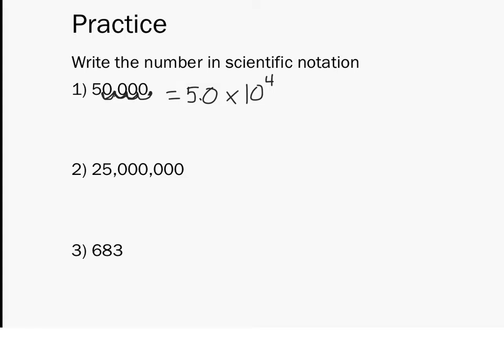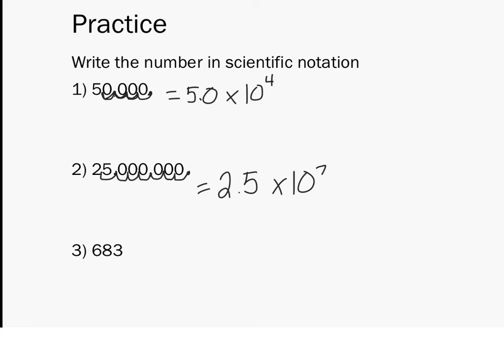Okay. Looking at number 2, we have 25 million. Okay, I got my decimal point here, and I'm going to move it to the right, or to the left, sorry. 1, 2, 3, 4, 5, 6, 7. So we have 2.5 times 10 to the 7th power.